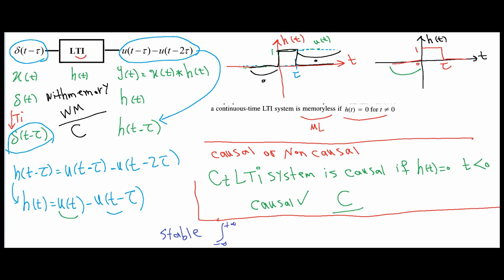The next question asks whether the system is stable or unstable. An LTI system is stable if the integral from minus infinity to plus infinity of the absolute value of h(t) is finite. If you look at h(t), the area under the curve is simply 1 multiplied by tau, which is a finite value. Therefore, the system is stable.